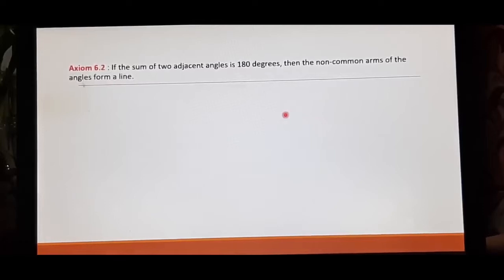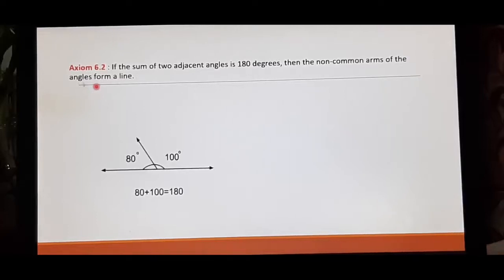So axiom 6.2: if the sum of two adjacent angles is 180 degrees, then the non-common arms of the angles form a line. So this is completely the converse of axiom 6.1. In axiom 6.1 it was mentioned that this is a line and this ray stands on this line. But here it is mentioned that if the sum of these two adjacent angles is equal to 180 degrees, then this is a line.